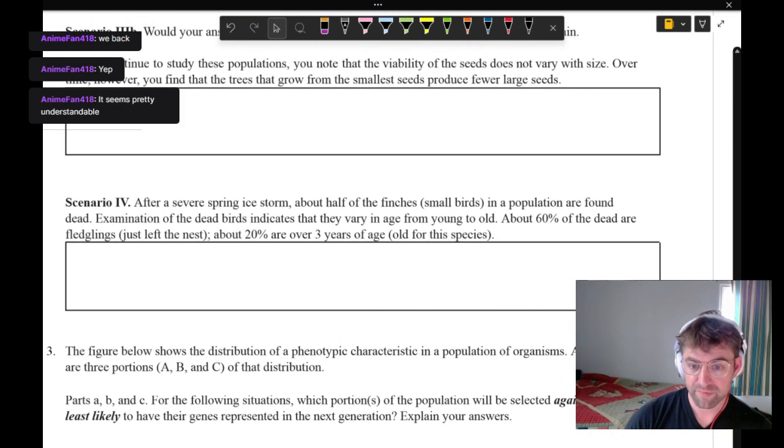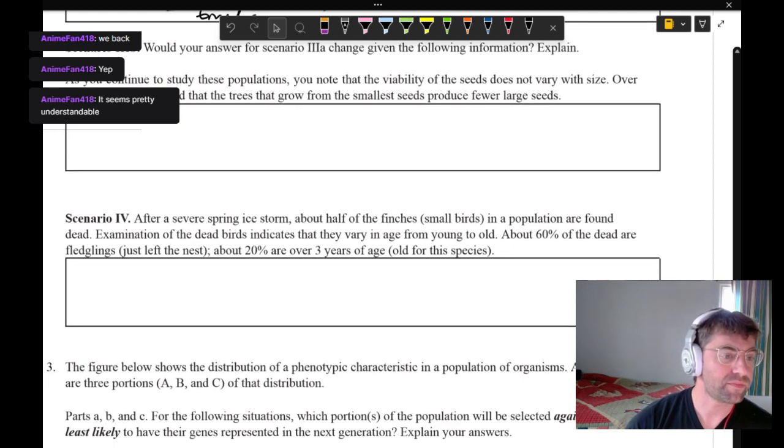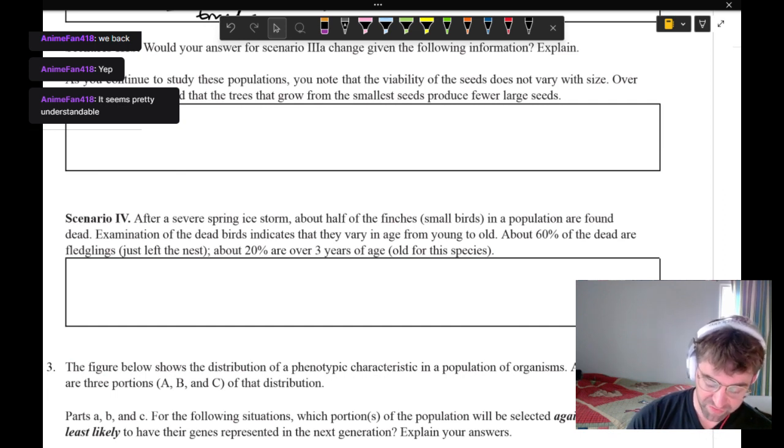Scenario 3. Make sure you can actually kind of see that. Would your answer for scenario 3A change given the following information, and explain? As you continue to study these populations, you note that the viability of the seeds does not vary with size. Over time, however, you find that the trees that grow from the smallest seeds produce fewer large seeds. I like this question because it has added just one little change that has reintroduced the mice as an indirect source of selective pressure, right?